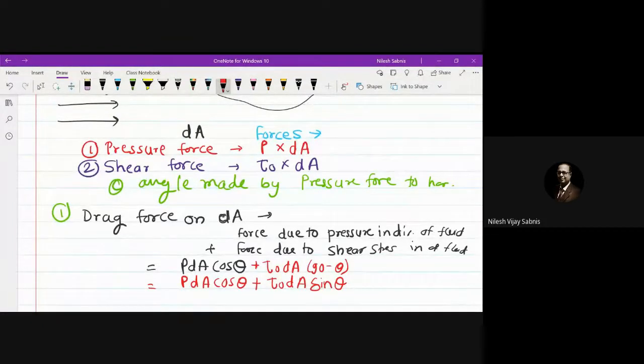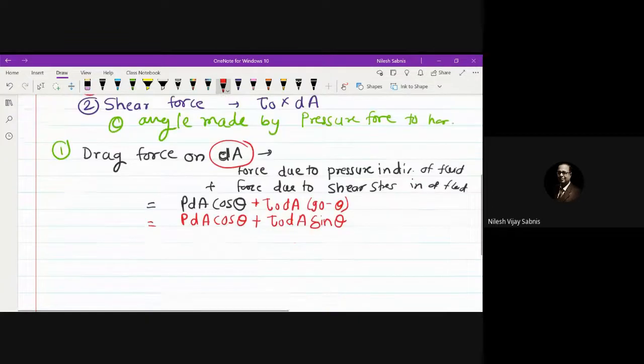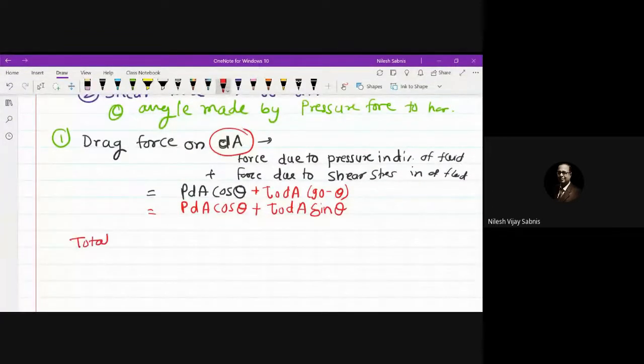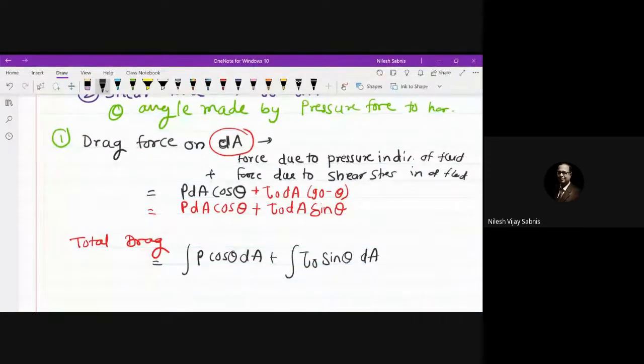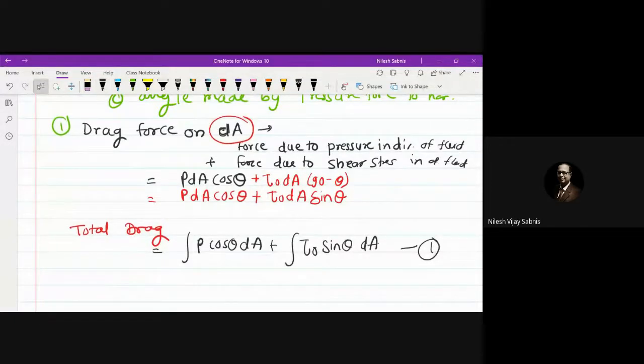This is for this small area. Total drag will be calculated by considering the integration. Means integration P cos theta dA plus integration tau 0 sin theta dA. This is the expression for the drag, the simplest expression.